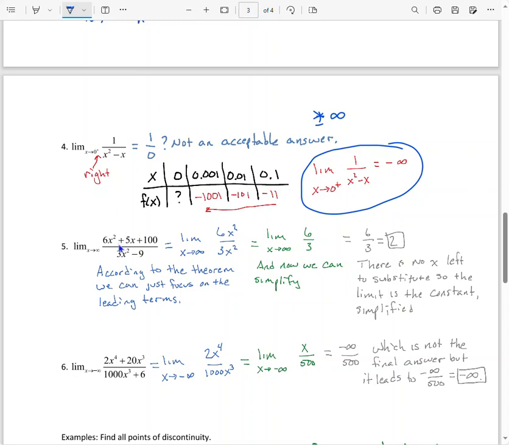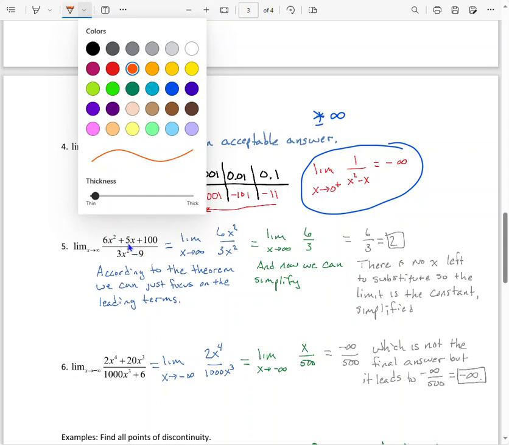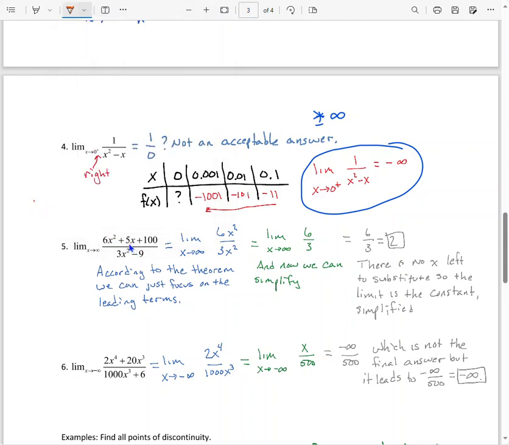Okay. The limit as x approaches infinity of 6x squared plus 5x plus 100 over 3x squared minus 9. Now, our handy little theorem says, when you're going to infinity, you really only need to worry about the leading terms in the numerator and denominator. The limit as x approaches infinity of 6x squared over 3x squared, well, I could simplify that. The x squareds cancel out. And 6 over 3 is 2, all right?